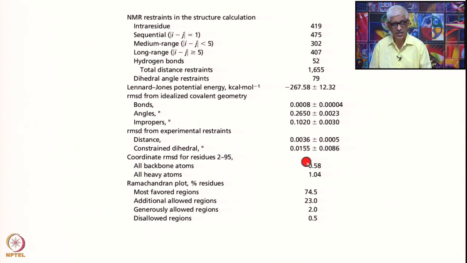So therefore you put this plus minus, and you have all the backbone atoms. If you consider the RMSD among these different structures, let us say your 10 structures, for the residues 2 to 95, how much is the variation among the backbone atom positions, that you say you calculated as the RMSDs. For all heavy atoms, it is this much. And then of course you have to verify this: the phi psi torsion angles you measure from this structure in terms of the Ramachandran plot. So you have how much is the variation. The most favored regions is 74.5, additionally allowed regions 23, generously allowed regions 2.0, disallowed regions 0.5. Therefore, this is an acceptable structure because it satisfies the Ramachandran plot. This is typically the way you define it.